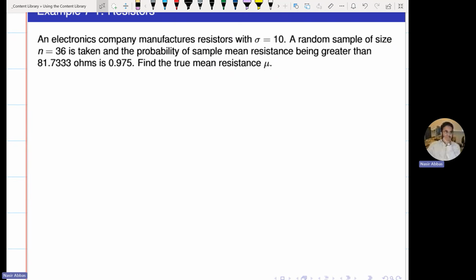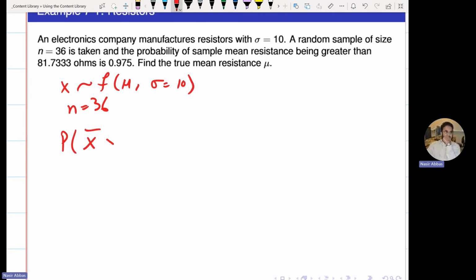Another way of asking the same question. An electronic company manufactures the resistor. Sigma is given to be 10. Mu is not given. A random sample of size 36 is taken and the probability of X bar greater than this value is 0.975. We are given that X follows a distribution with mu and sigma equals 10, and n is equal to 36, and we are given that X bar being greater than 81.7333 has probability 0.975, and we have to find what?